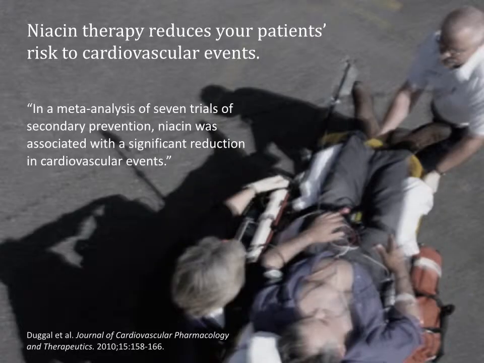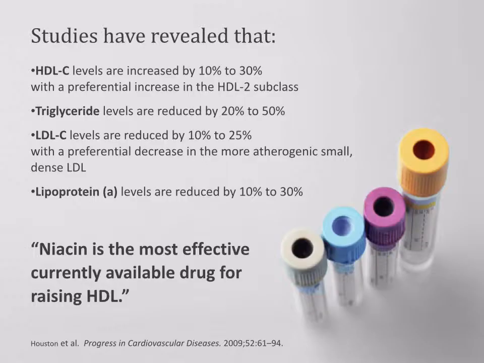Here we can see a meta-analysis of 7 trials which used niacin and found that it was associated with a significant reduction in cardiovascular events. The typical reductions one can expect to see with niacin therapy are increases in HDL of between 10 and 30%, reductions in triglycerides of between 20 to 50%, and LDL and LPA were reduced by 10 to 30%.